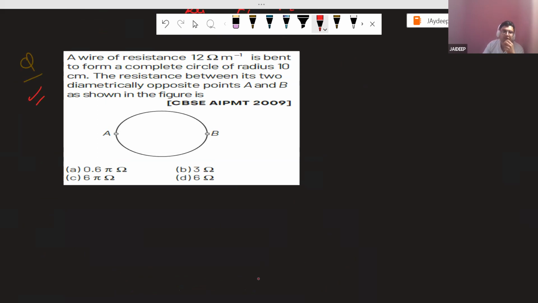Sir, in the first line, it should be resistivity, right? 12 is resistivity, right? Yeah, resistivity. But it is resistance. In other words, you can say 1 meter resistance equals 12 ohm. So first of all, we have to calculate the total length of the circular wire.